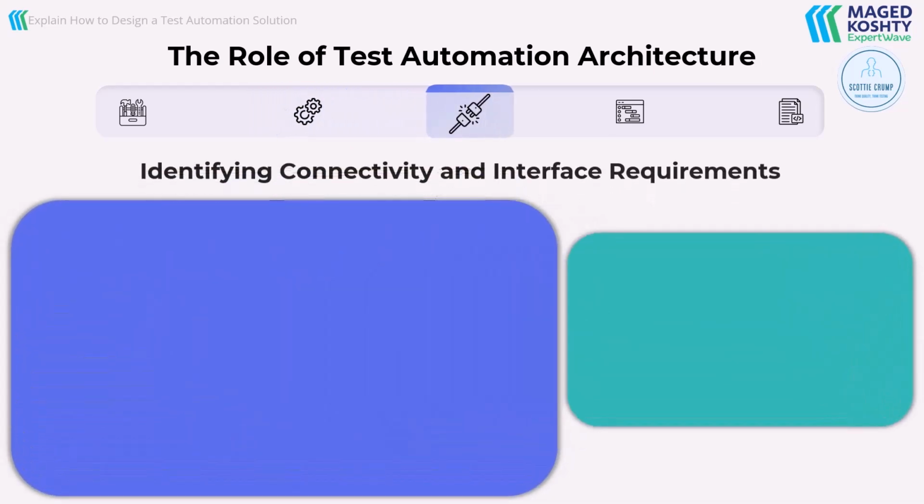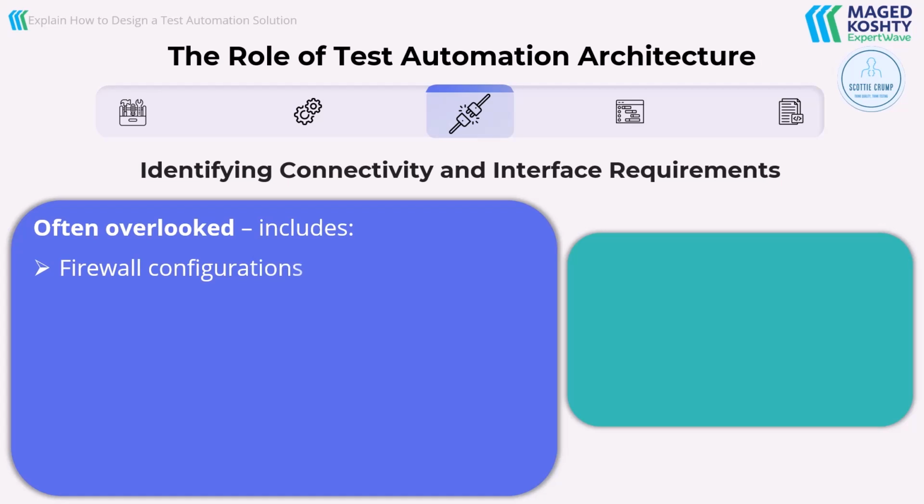Identifying connectivity and interface requirements. This is a big one that often gets overlooked until it's too late. You need to identify all the connectivity and interface requirements for your automation solution. These might include firewall configurations. Do your tests need to access systems across firewalls? Database connections. Does your automation need to verify data in databases?